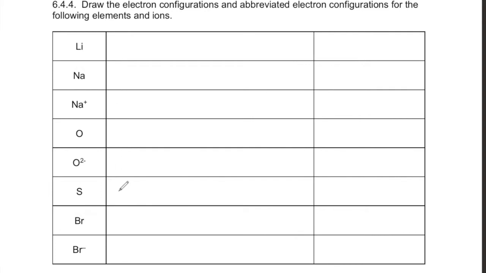So let's draw a few more electron configurations that are not of the noble gases. Lithium has 3 electrons.